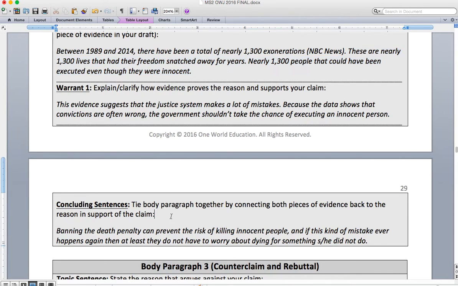So in this example, banning the death penalty can prevent the risk of killing innocent people, and if this kind of mistake ever happens again, then at least they do not have to worry about dying for something that he or she did not do. So that is the conclusion, restating the evidence and tying it back into the claim.